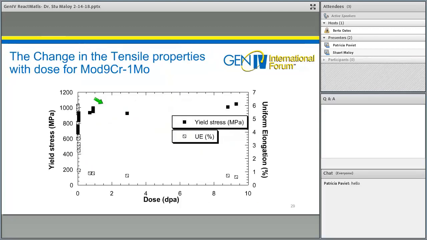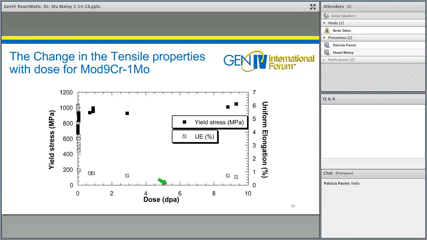And that's also summarized here again. Yield stress, shown on the left-hand side in the filled squares, increases significantly after a fairly low dose, and then it is a fairly gradual increase with increasing dose out to 10 dpa.